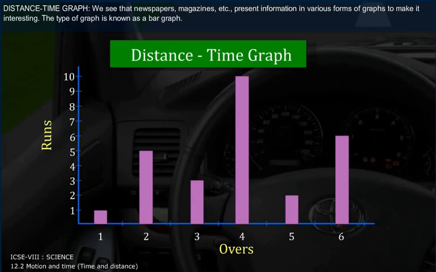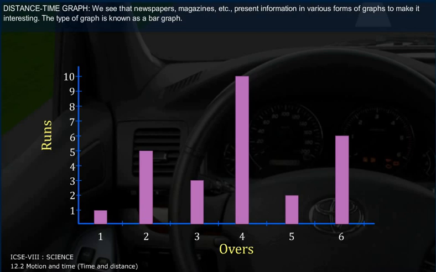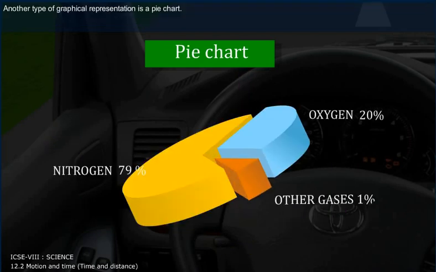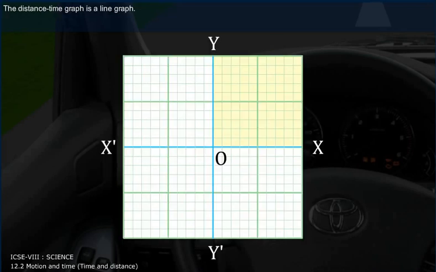Distance-time graph. We see that newspapers, magazines, etc. present information in various forms of graphs to make it interesting. One type of graph is known as a bar graph. Another type of graphical representation is a pie chart. The distance-time graph is a line graph.